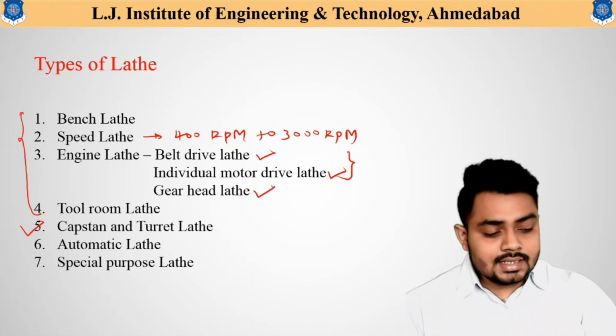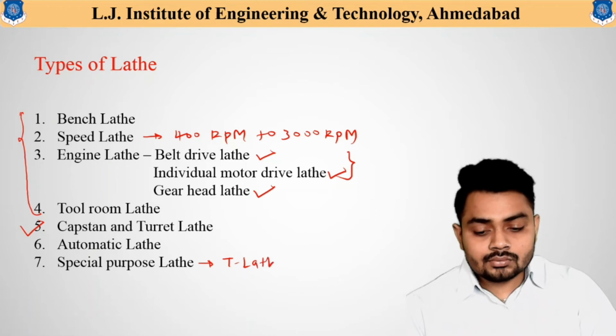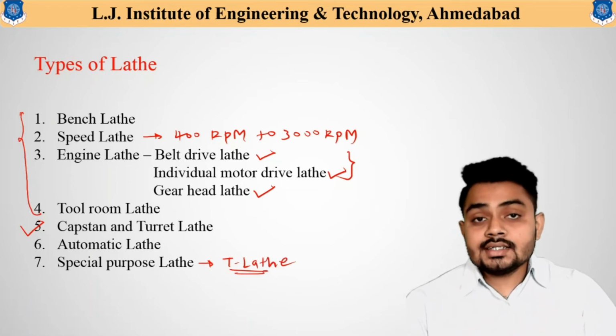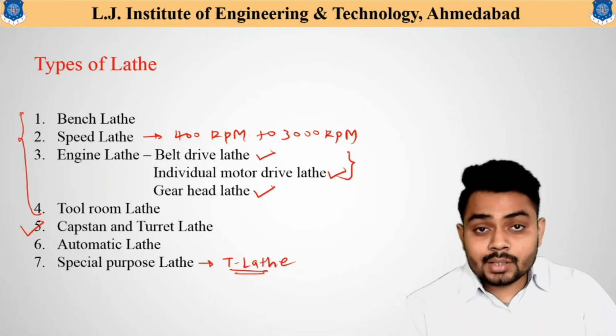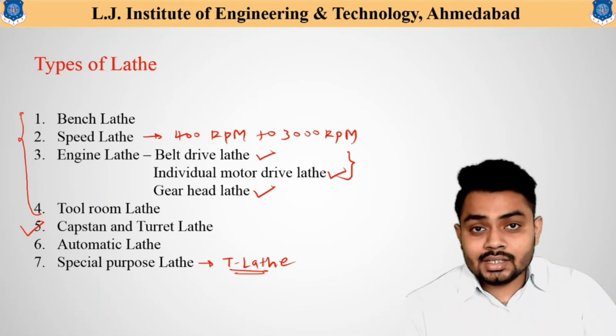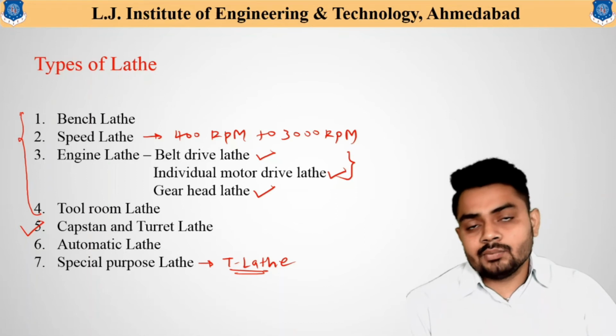The basic first name of the lathe machine is the T lathe. In this, the movement obtained, in the parallel direction or in a perpendicular direction, can be easily obtained, and these lathe machines are used to generate a specific component from the workpiece.